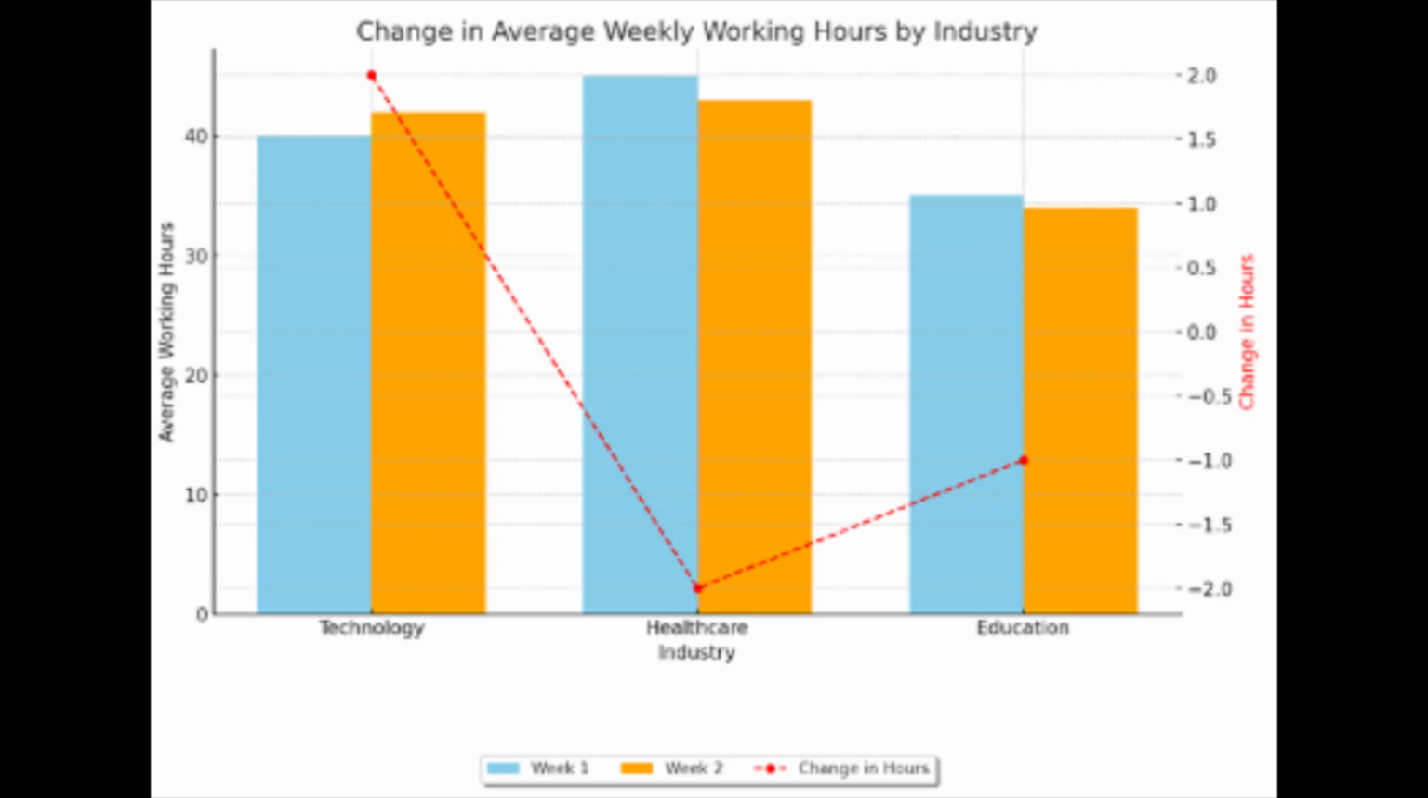This chart gives information about change in average weekly working hours by industry. From the picture we can see in technology the value of week 1 is 40. In healthcare the value of week 1 is higher, which is 45. The highest value of week 2 is in healthcare, which is 43. And the lowest value of change in hours is in healthcare, which is -2. There is another industry, education. In conclusion, this bar chart is very informative.